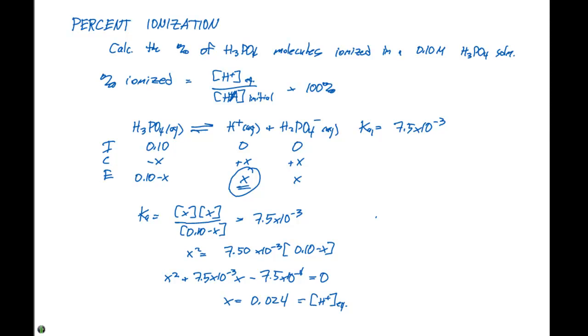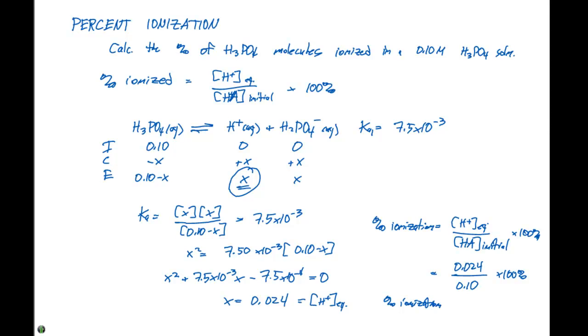Now we're going to plug this into the percent ionization equation, which is the concentration of H plus at equilibrium divided by our HA initial concentration, which is going to equal 0.024 divided by our initial concentration, which was 0.10. We'll multiply this times 100%. And we find that our percent ionization is going to equal 24%.